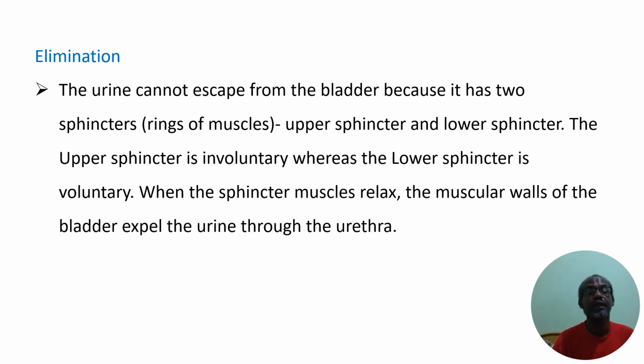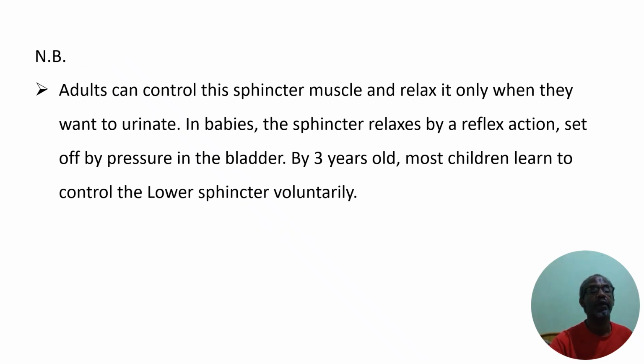The urine can't escape from the bladder because it has two sphincters, rings of muscles, an upper sphincter and a lower sphincter. The upper sphincter is involuntary, whereas the lower sphincter is voluntary. When the sphincter muscles relax, the muscular walls of the bladder expel the urine through the urethra, a process known as peeing or urination. Adults can control this sphincter muscle and relax it only when they want to urinate. In babies, the sphincter relaxes by a reflex action set off by pressure in the bladder.